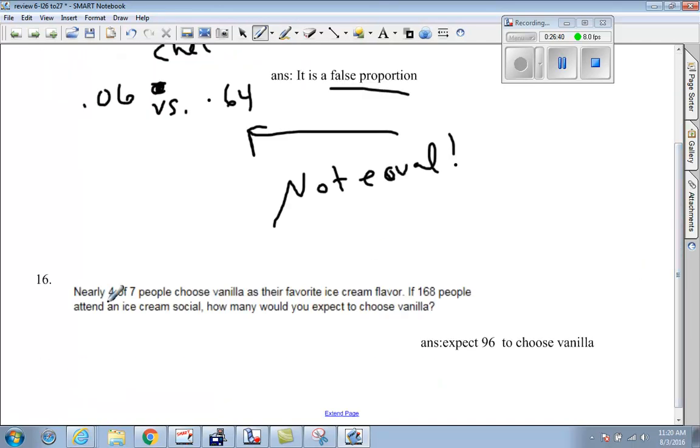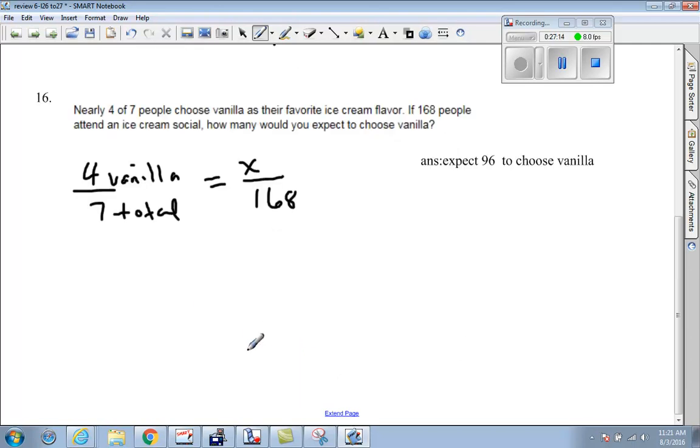All right, and last but not least, number 16. 4 out of 7 people choose vanilla as their favorite ice cream. I'm just going to write here for vanilla, 4 out of 7. If 168 people attend an ice cream social, how many would you expect choose vanilla? So that's x, and 168 is the total. So again, setting up that nice proportion and cross multiply and solve. So we see a lot of that in this segment.